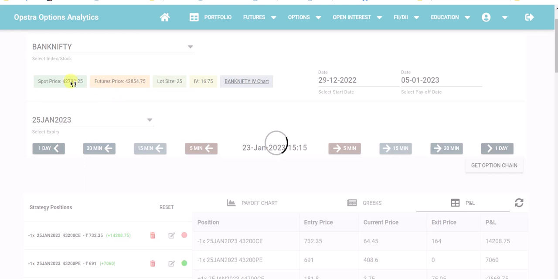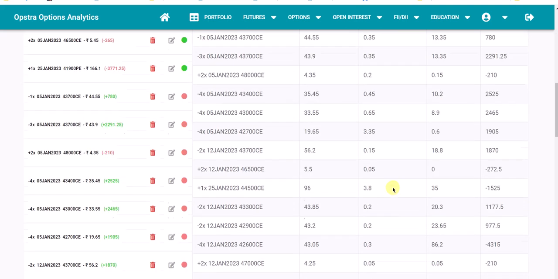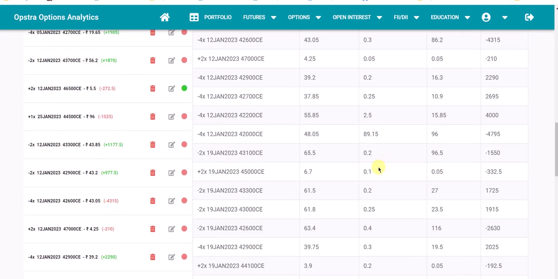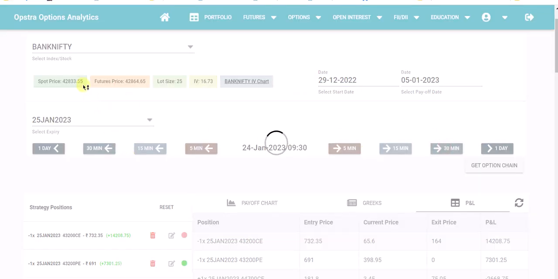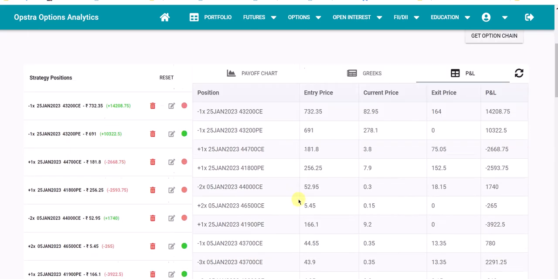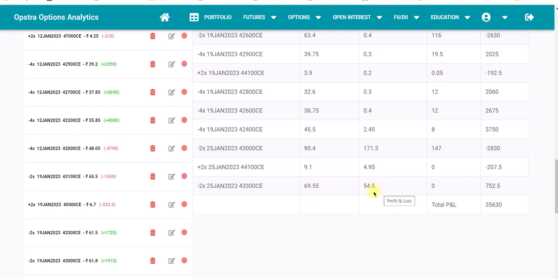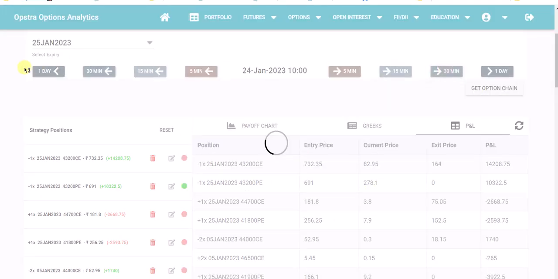Not much movement. So there is some reversal. Let's see if that impacted. Nothing. And 24th, there is some reversal again. Do we have good premium? So we are sitting at 35,000 already.